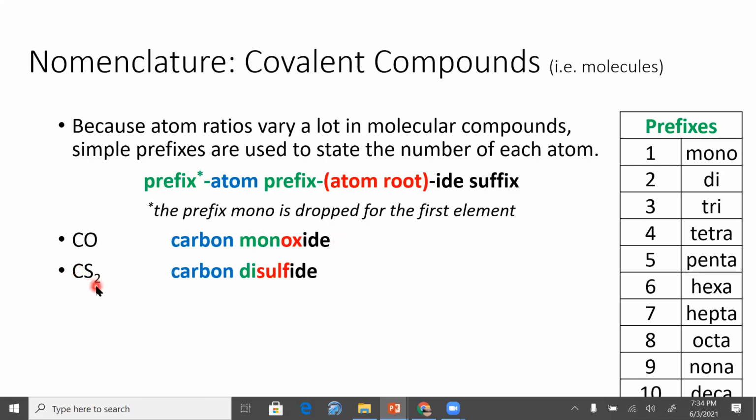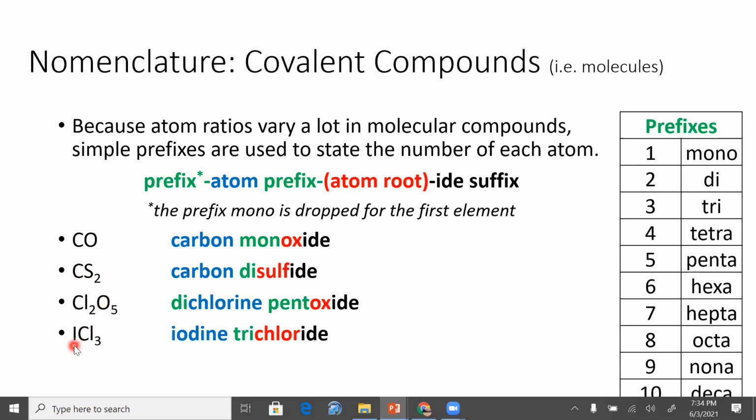Okay, CS2, carbon disulfide. 1 carbon, again, that mono is assumed in the first name. Di means we've got 2, and we've got the suffix IDE. So, dichlorine pentoxide. Okay, we're actually going to get rid of a letter in there in a minute.